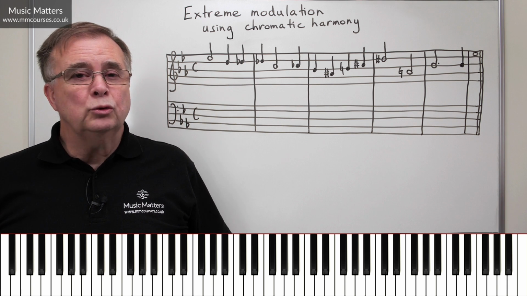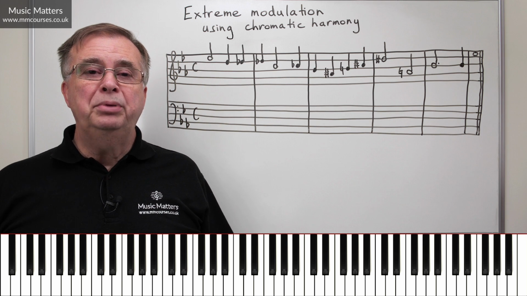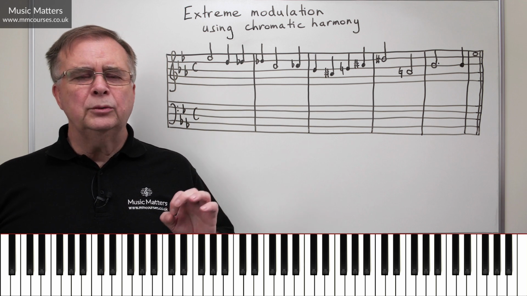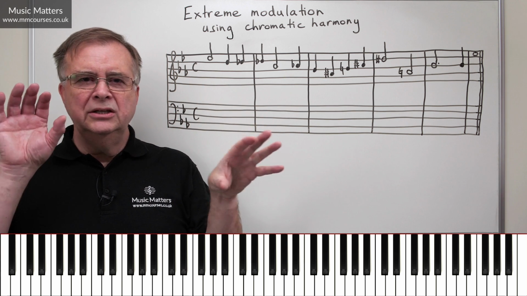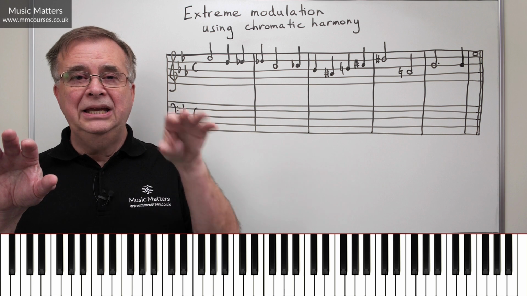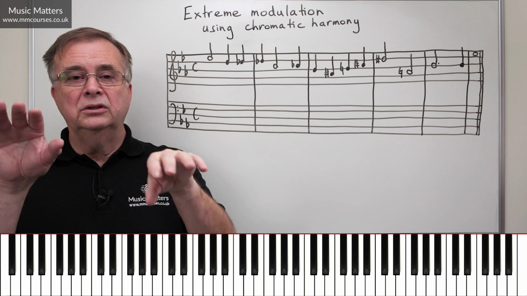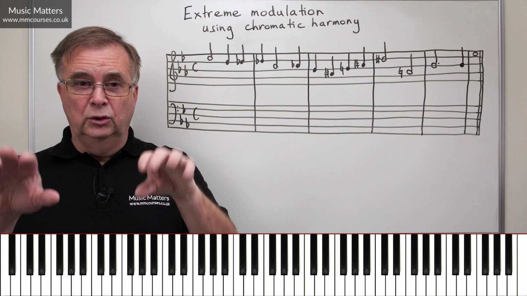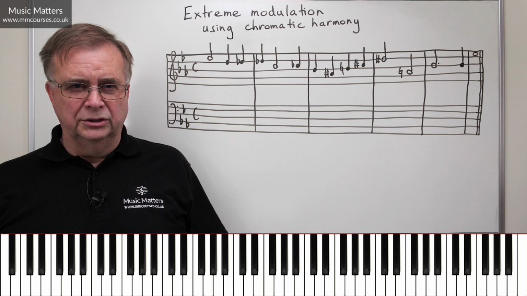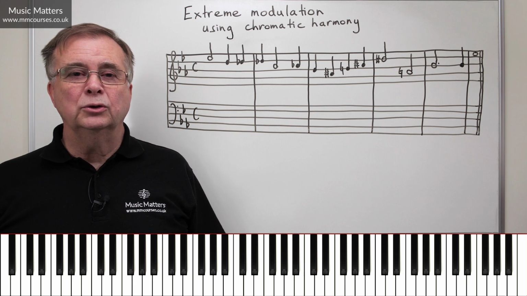Because the conventional way of moving from one key to another is to find a pivot chord. In other words, you're in one key, you're going to another key, and you're trying to find a chord that appears in this key and in this key. So if you've got one chord that belongs to both of these keys, you can use it as a pivot chord. And often you've got more than one possibility for a pivot chord.